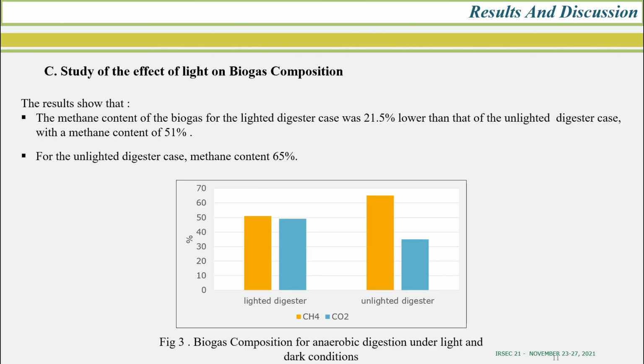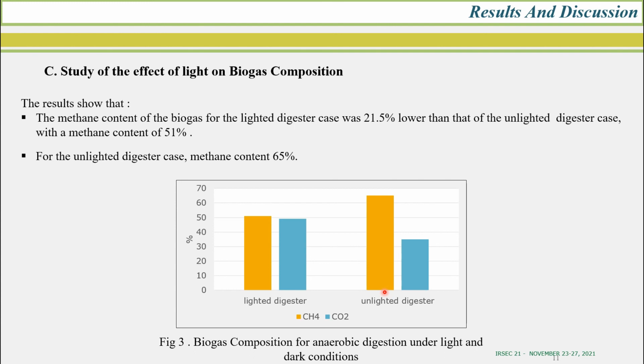The third study focused on the effect of light and dark conditions on biogas composition. The effect of light on the composition of the biogas is presented in figure 4. The results show that the methane content of the biogas for the lighted digester case was 21.5% lower than the unlighted digester case, with a methane content of 51% for the photosynthesis-assisted digester and 65% for the unlighted digester case.